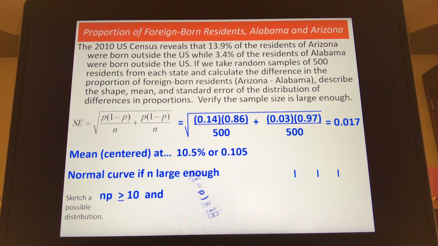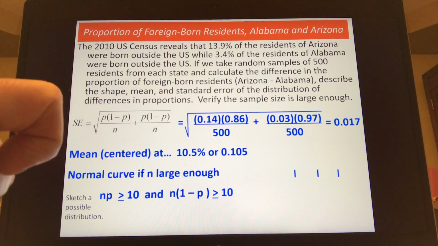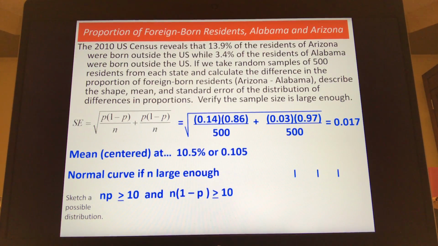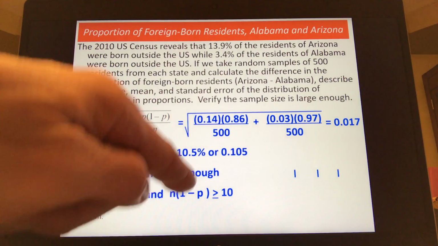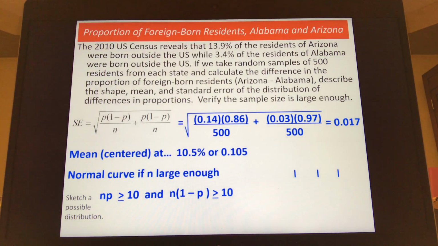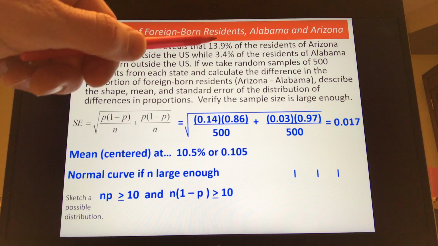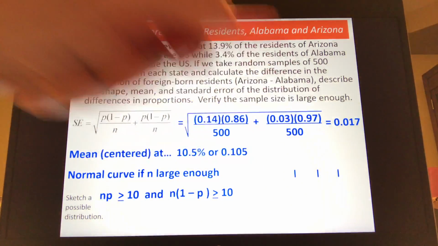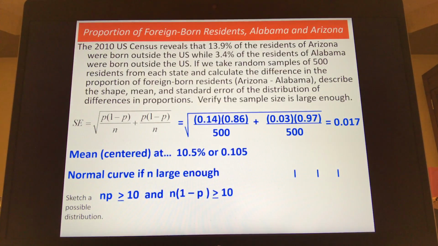So we've got to check if np is greater than or equal to 10, and if n times 1 minus p is greater than or equal to 10. And unfortunately, you're not going to like this, you have to show that twice. You have to show it once for Alabama, to make sure they're good, and once for Arizona. It's not a hard calculation to do. n is 500 for both of them. p is just your proportions used here, these two numbers. And then do it again for these two. You do have to check both of them.